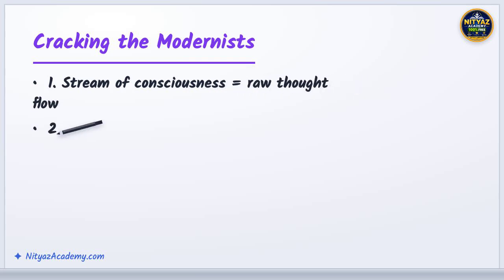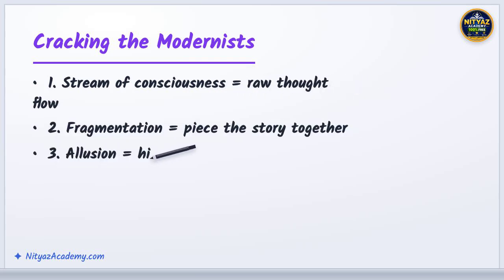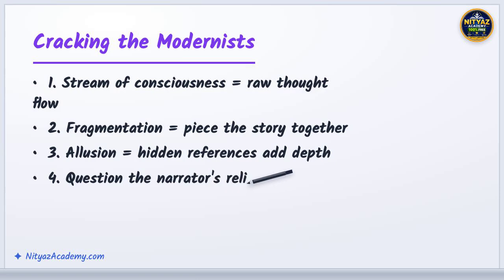Let's crack the modernists. 1. Stream of consciousness drops you into raw thought, so flow with it. 2. Fragmentation scatters the story, so you assemble it. 3. Allusions hide references that add depth, so chase the ones you catch. 4. Question whether the narrator can be trusted. Bring these 4 strategies to Woolf and Eliot, and their difficulty turns into discovery.